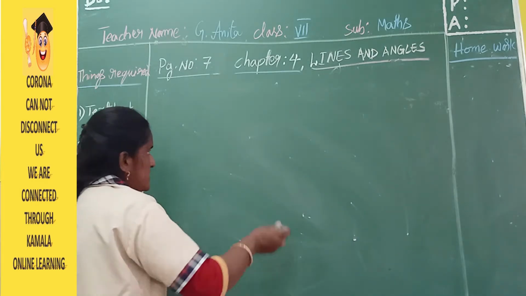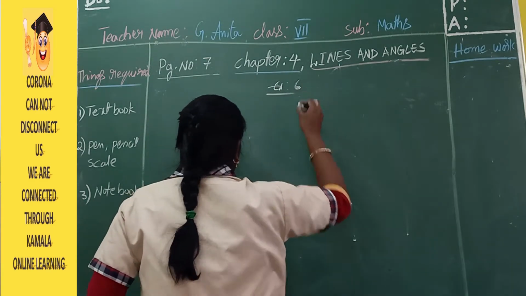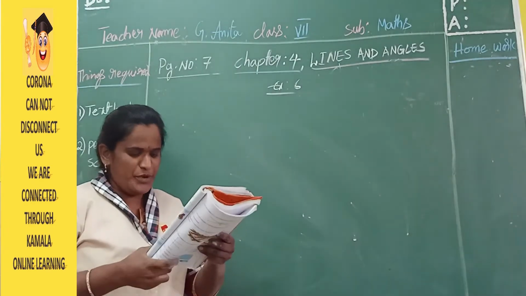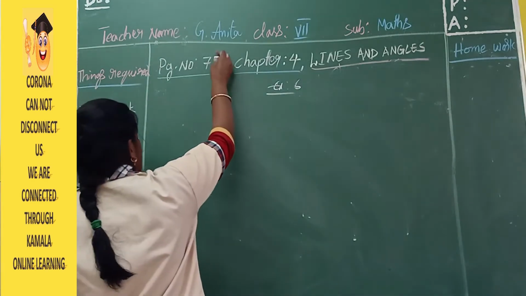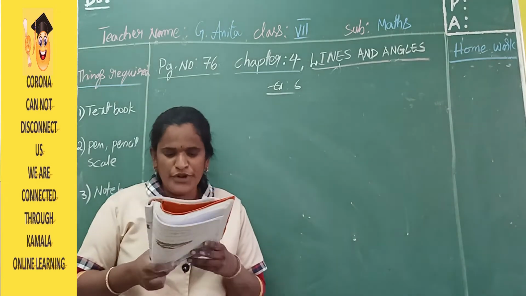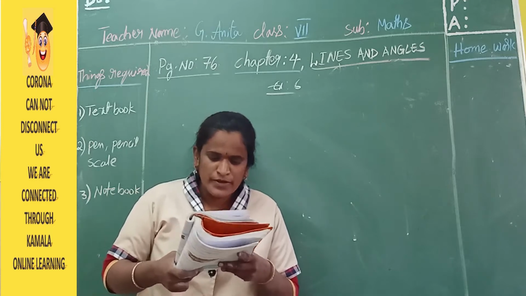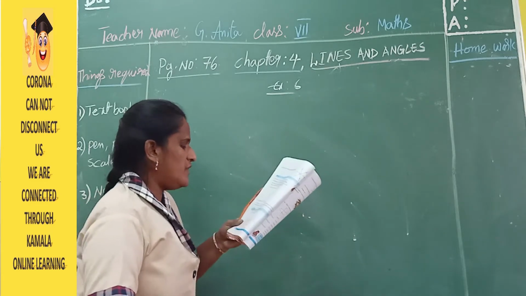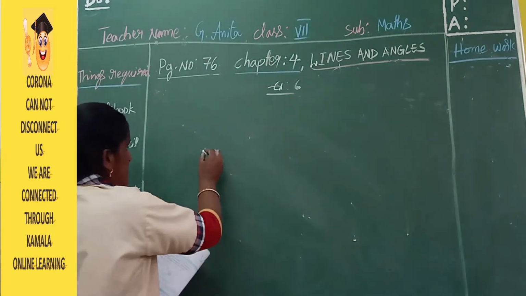So exercise 6. I am going to start exercise 6. Everyone open your textbook, page number 76. Page number 76, the continuation of chapter 4. So exercise 6, first bit: Name two pairs of vertically opposite angles in the figure. The figure is given like this.